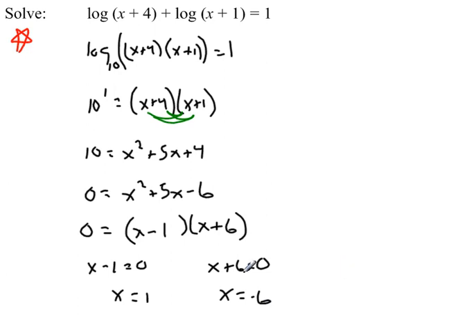Seems good, and algebraically these two answers work. Now careful, if you plug these answers back in place of x here, try this out. Plug negative 6 in there, log of negative 2 plus log of negative 5. Guess what? You cannot take the logarithm of a negative quantity. So this negative 6 answer does not work. 1 you can plug in here, it will work just fine. So that is the answer. That's the only answer that works here, and we are good.